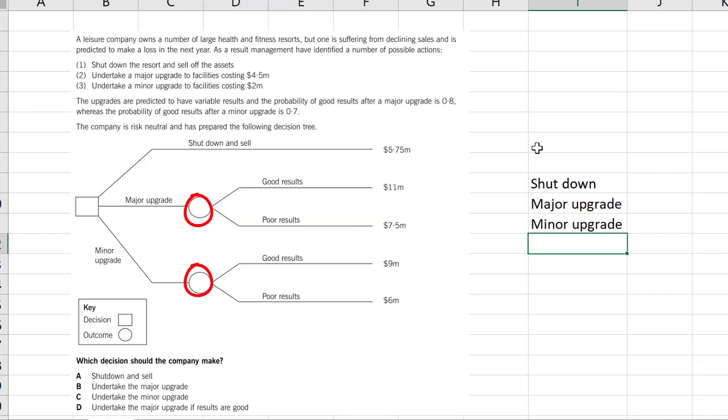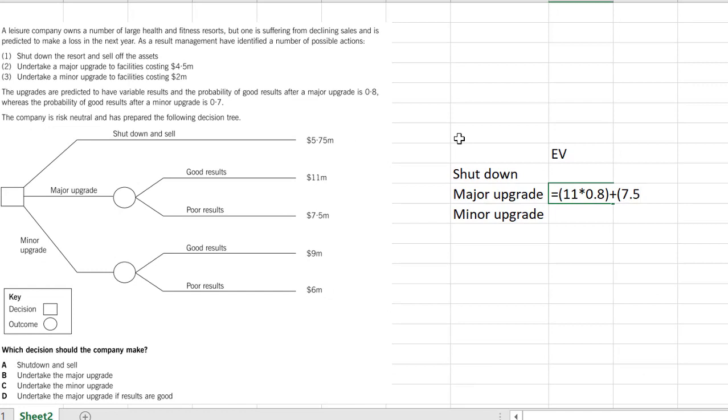So the major upgrade, we're starting with the 11 and the 7.5, working to the left, and we have probabilities. The probability of good results there is 0.8. That means the probability of poor results would be 20%, right? 1 minus 0.8 is 20%. Okay, so the major upgrade, the expected value, that's going to be equal to the 11 million multiplied by 80%, 0.8, plus the poor results, which are 7.5 million, multiplied by 0.2, the 20%.